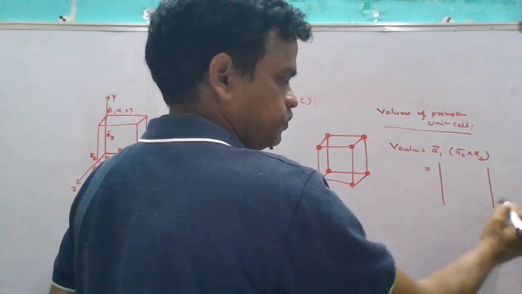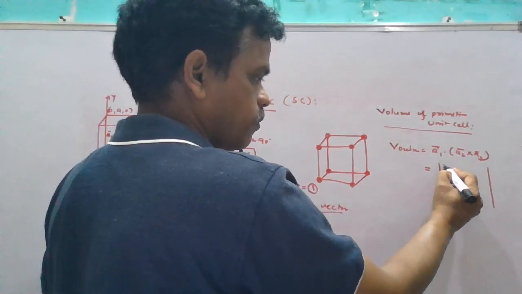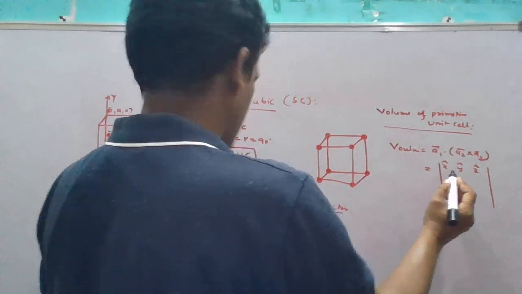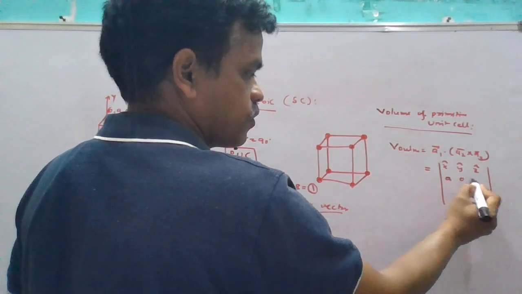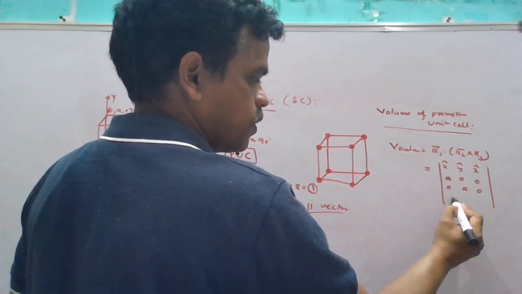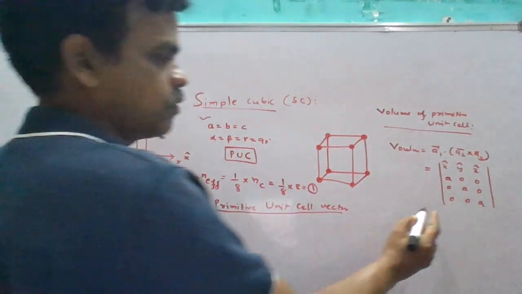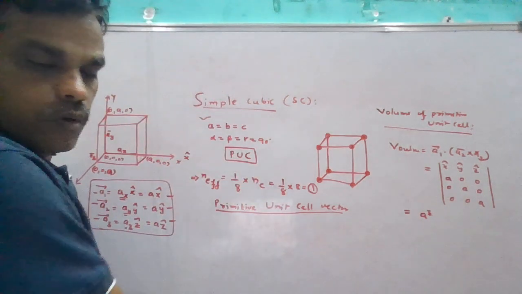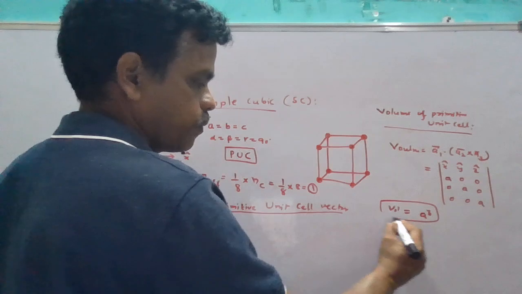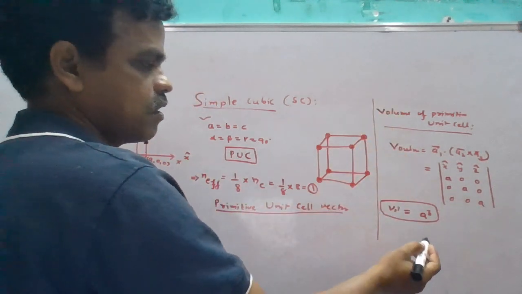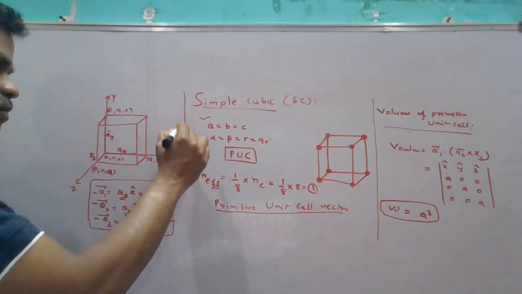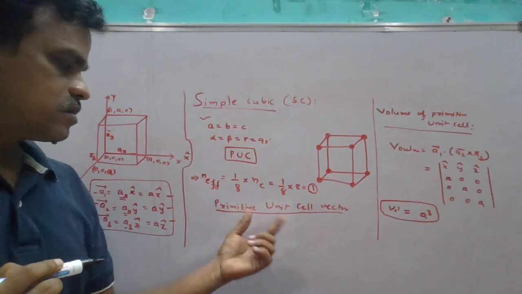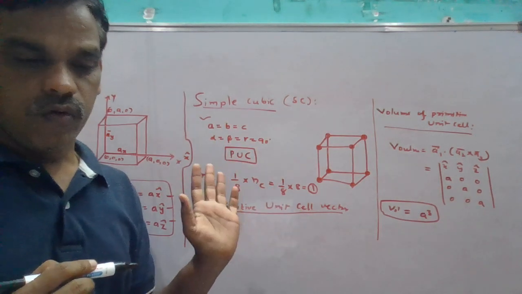Take it like this. Here x cap, y cap, z cap. So A1, A2, A3 gives the determinant with rows A 0 0, 0 A 0, 0 0 A. So how much will you get? You will get A cube. So the volume of the primitive unit cell of simple cubic is equal to A cube. The primitive unit vectors are A x cap, A y cap, A z cap. These are the characteristics. The number of effective lattice points is equal to 1.